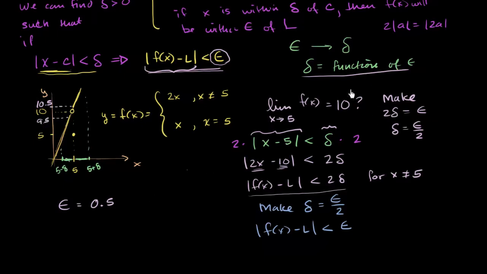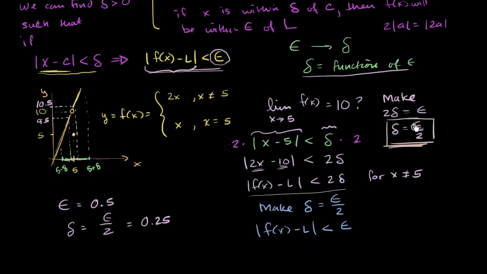Well, we just came up with a formula. We just have to make delta equal to epsilon over 2, which is equal to 0.25. So that'll give us a range between 4.75 and 5.25. And as long as we pick an x between 4.75 and 5.25, but not x equals 5, the corresponding f of x will be between 9.5 and 10.5. And so you give me any epsilon, I can just apply this formula right over here to come up with the delta. This would apply for any positive number.